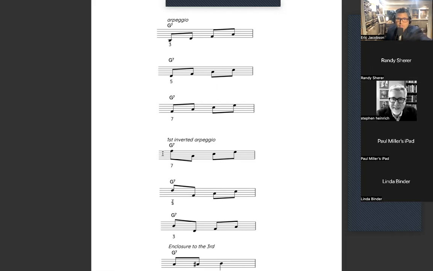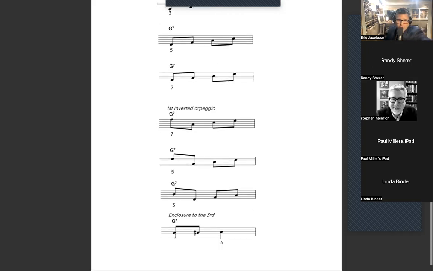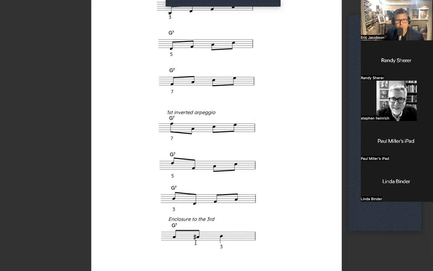Last but not least is the enclosure to the 3rd. Okay, so this is a kind of a unique thing that can cause a twist and turn into the scale. So the enclosure to the 3rd, notice to get to the 3rd of G7, which is B, I'm going to play down a whole step and chromatically up. So if I were going down the scale of 1, on G7, I'm going to go all the way down, and before I play the third, I have to play A sharp, B. I'll play it super slow so you can hear it.